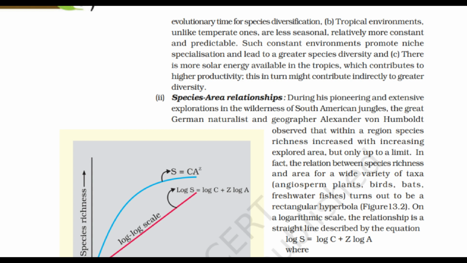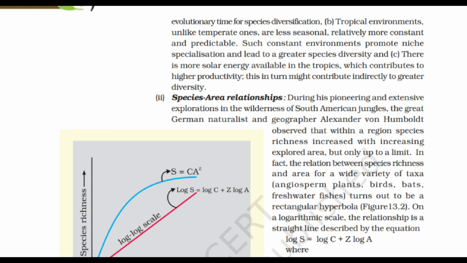Species-area relationships. During his pioneering and extensive explorations in the wilderness of South American jungles, the great German naturalist and geographer Alexander von Humboldt observed that within a region species richness increased with increasing explored area, but only up to a limit. In fact, the relation between species richness and area for a wide variety of taxa, angiosperm plants, birds, bats, freshwater fishes, turns out to be a rectangular hyperbola.